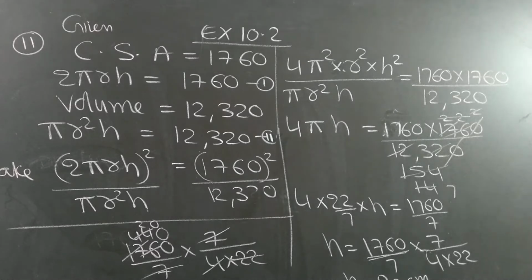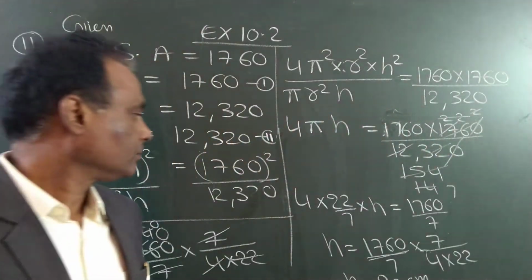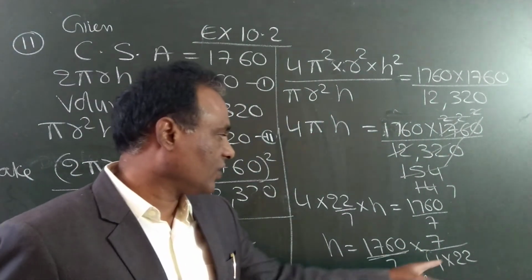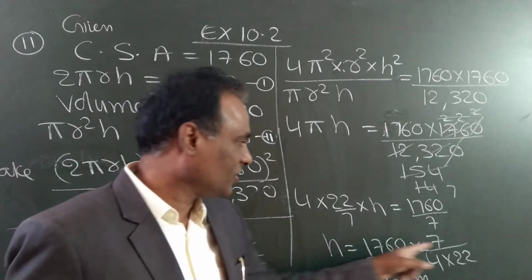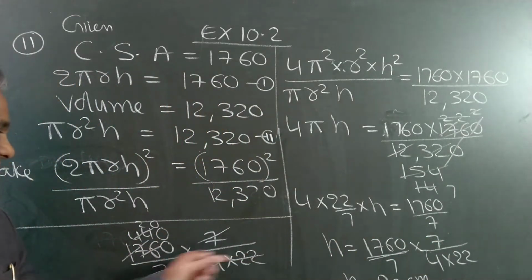Centimeters answer. Seven cancel. 4 fours, 40 times 22, 20 times. 20. I simplified. Cancellation.